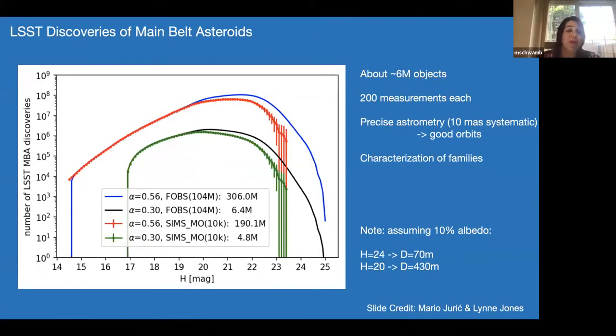We're going to find 5 million main belt asteroids. And again, this is versus absolute magnitude. So if I took the object and moved it to 1 AU, what would its brightness be? But the idea is that over a size range of different sizes, we're going to get thousands of objects and over 5 million in total. And so again, we're going to be able to do precise astrometry, get good orbits, look for families, collisional families, all these kinds of things that we've done on a small scale, but now by having so many more objects, we're really going to be able to dive into.